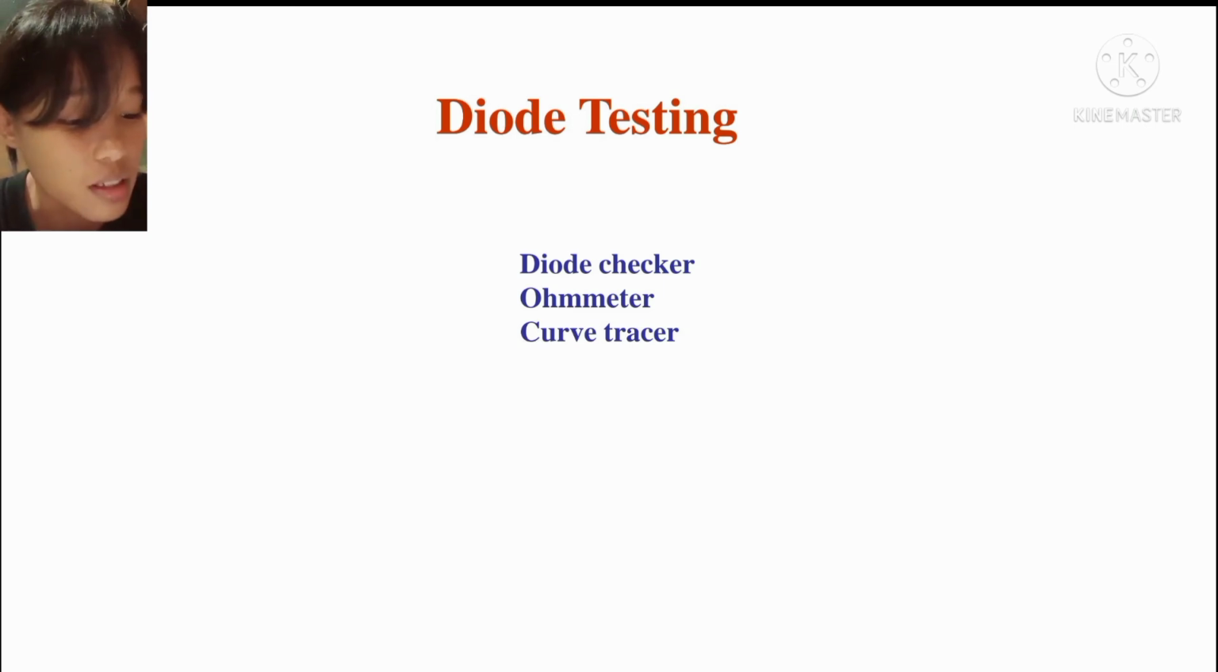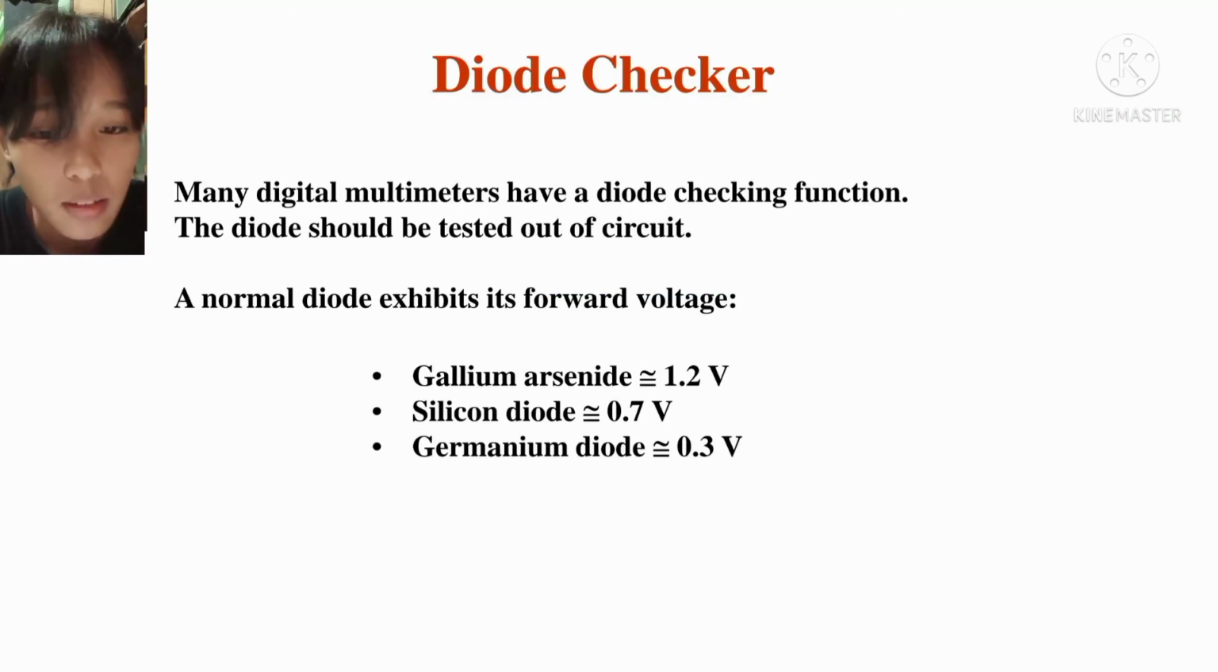Next is the diode testing. So we have here the different ways to test the diode. We have the diode checker, the ohmmeter, and the curve tracer. First is the diode checker. Many digital multimeters have a diode checking function.